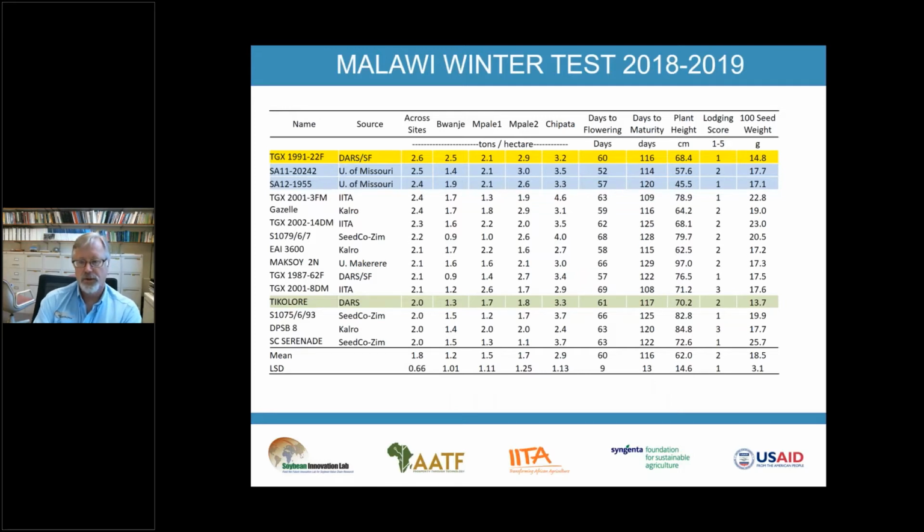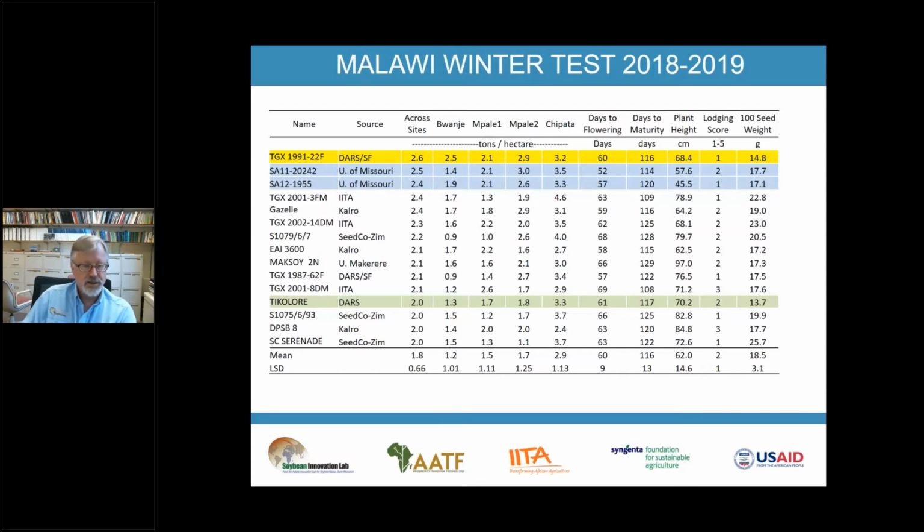This test was grown during the dry winter period in Malawi under irrigation, and we grew this test at the request of some of the tobacco companies in Malawi because they have irrigation capacity that's not used during this period. So once again, the line TGX 1991-22F highlighted in yellow was the highest yielding line. And if you remember, this was also the highest yielding line in the summer test.